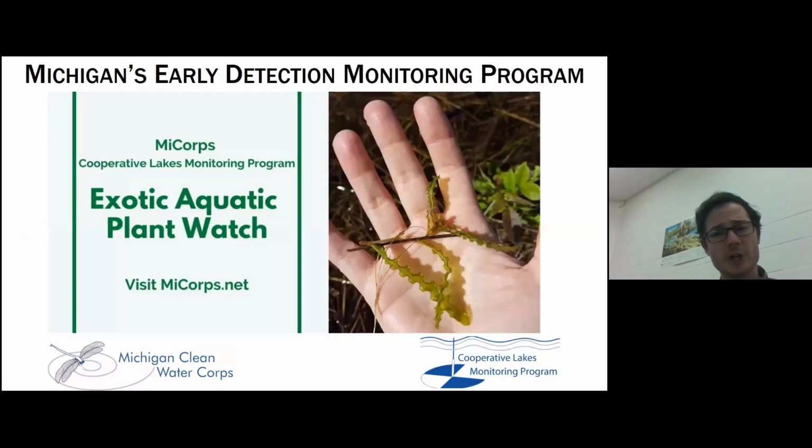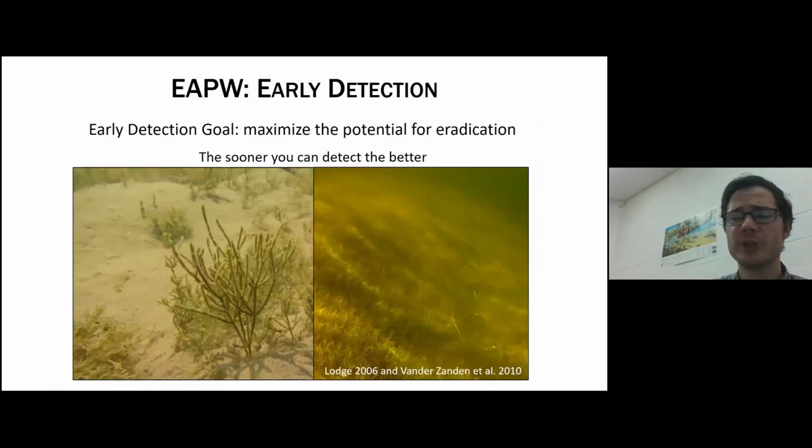Going into our early detection program. So the detection of invasive plants is really important. We've developed the Exotic Aquatic Plant Watch to help collect this data. So the Plant Watch is an early detection protocol where the ultimate goal is to find a plant before it becomes too established, where it becomes difficult to get rid of. And so the sooner you can detect a species introduction, the better the outcome.